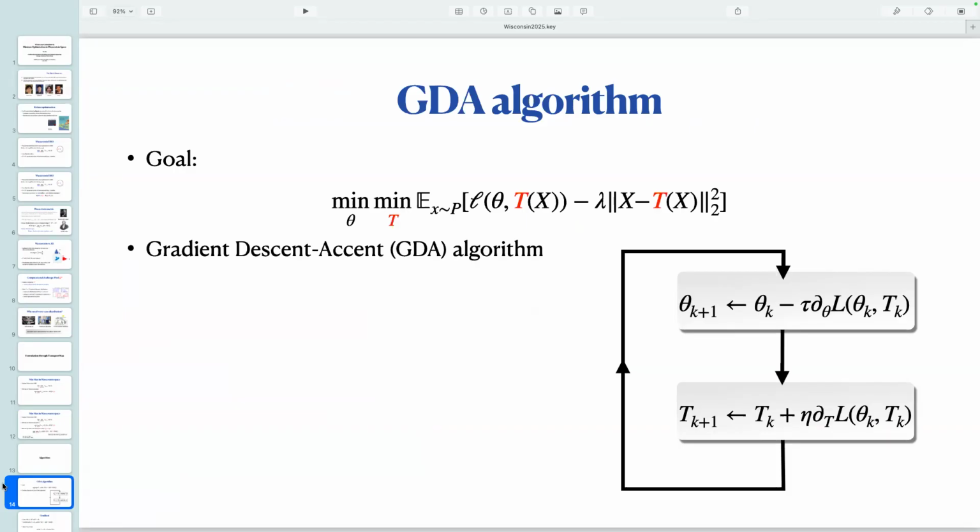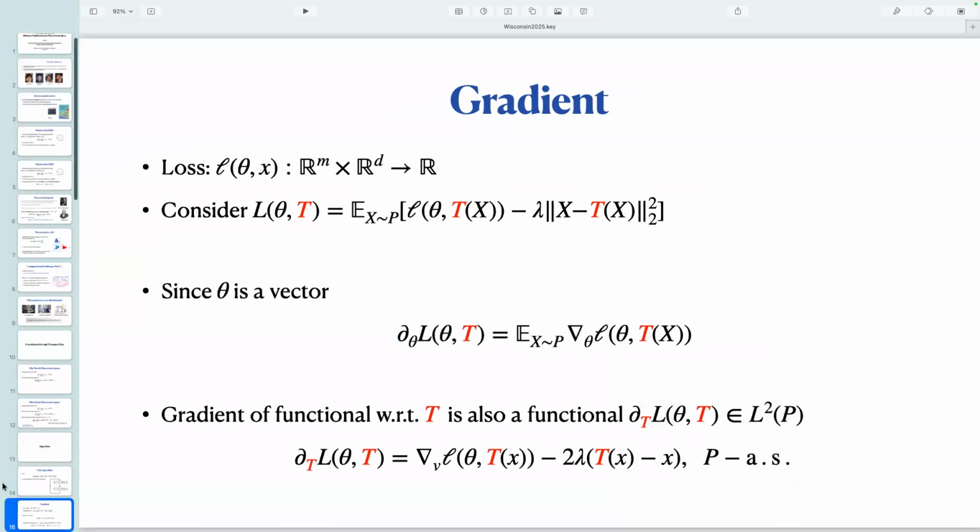Now this formulation involves theta and T. I write this as min, sorry, this should be max: min with respect to theta, max with respect to T. To solve the minimax problem, one of the defaults is to use some gradient descent type of algorithm, for example GDA, gradient descent ascent. Because one is min and the other is max, I go in the direction to minimize with respect to theta, and then alternate with gradient ascent with respect to T. So GDA seems like the first candidate.